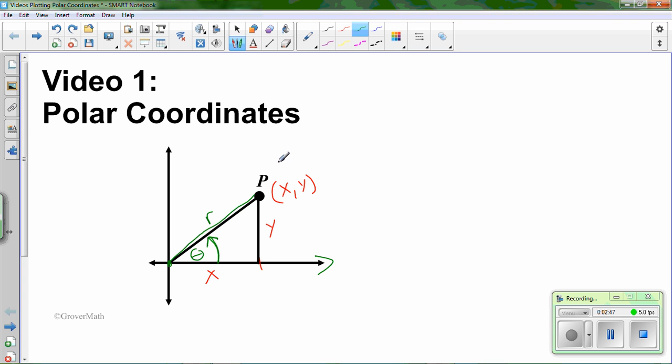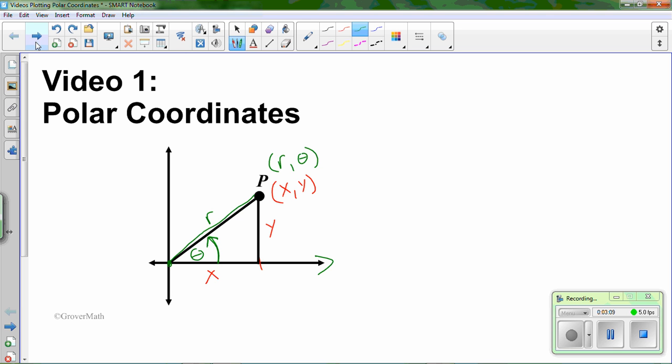And so point P could be thought of as r comma theta. And that's a polar coordinate. XY is a rectangular coordinate. R comma theta is a polar coordinate. And so in this video, we're going to learn how to plot polar coordinates. And this is really what we're working with in the rest of the chapter, coordinates like this. And we're going to be converting back and forth and stuff like that.